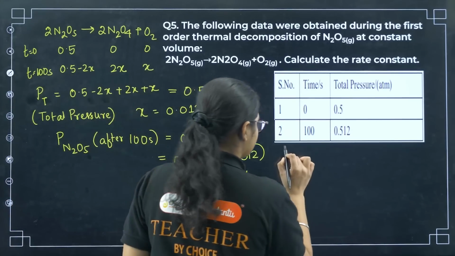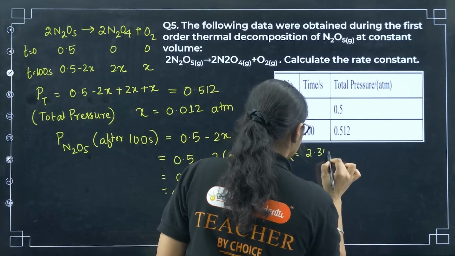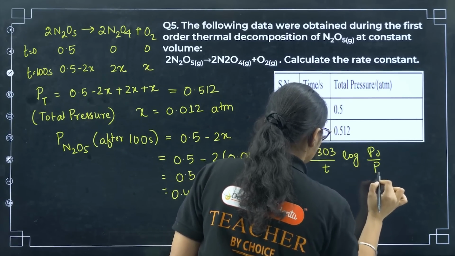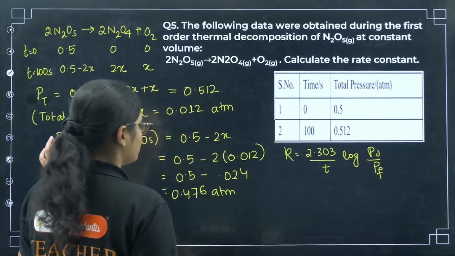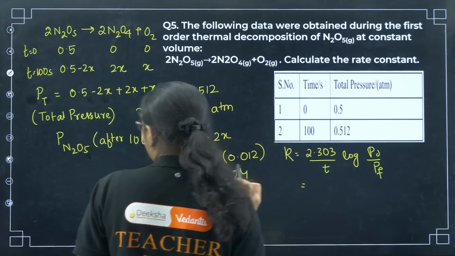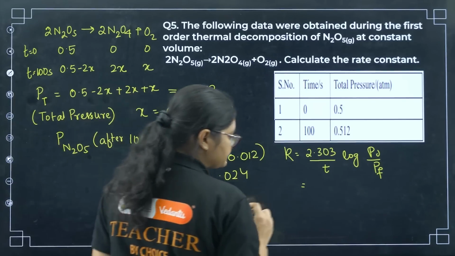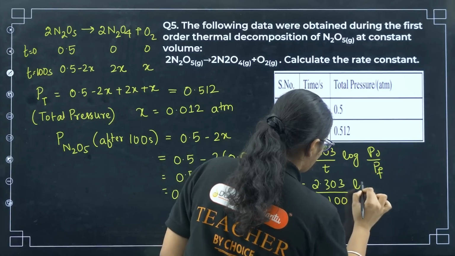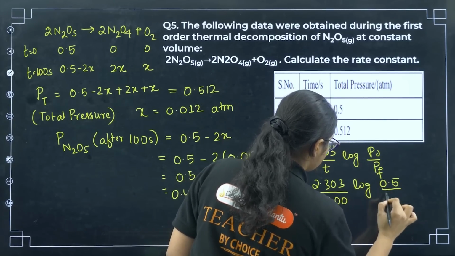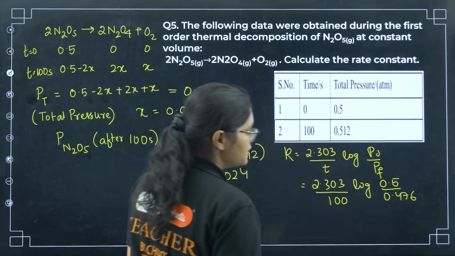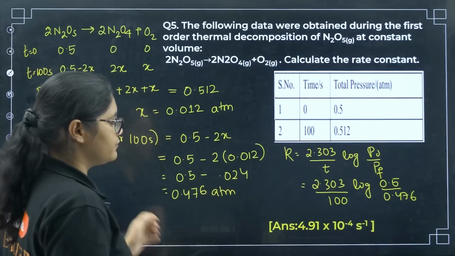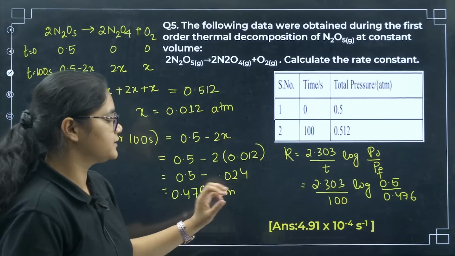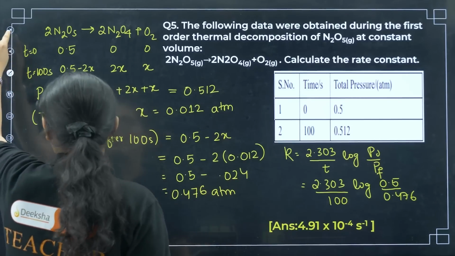Now if I use the K formula, K equal to 2.303 by t log of P initial by P final. Okay, P final means pressure of N2O5 after 100 seconds. So I can put 2.303 by 100 log of 0.5 by 0.476. So if you just calculate this K value, you will get 4.91 into 10 to the power of minus 4 second inverse. So just check the calculation and let me know if you are getting the answer or not.